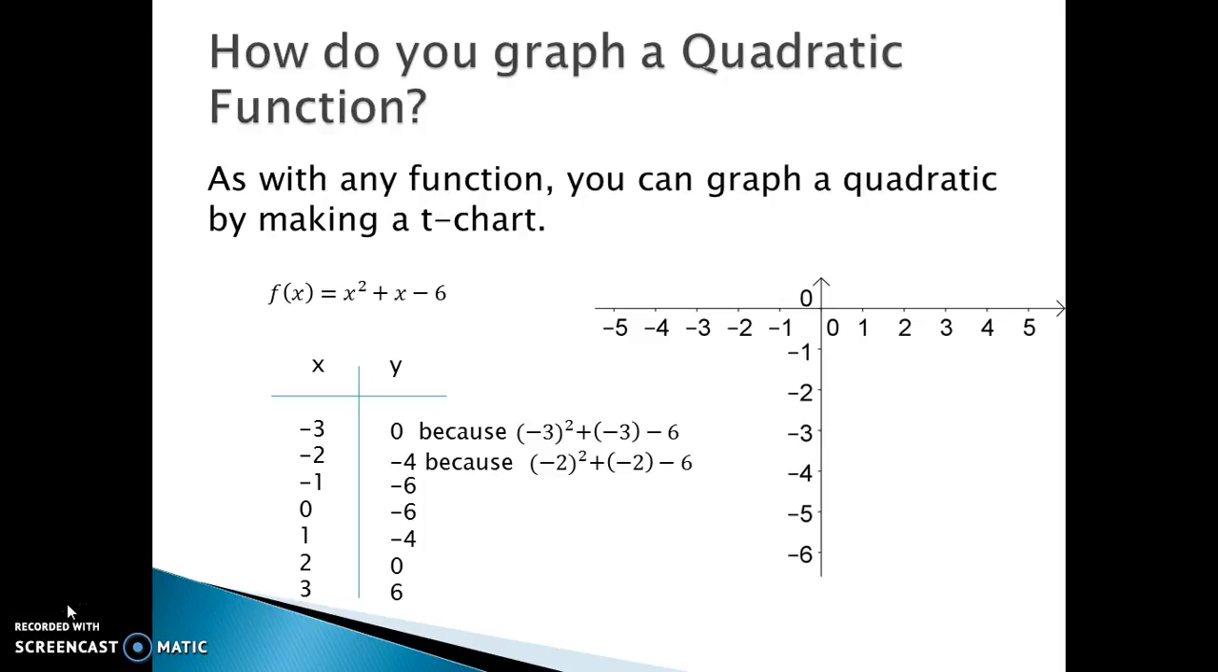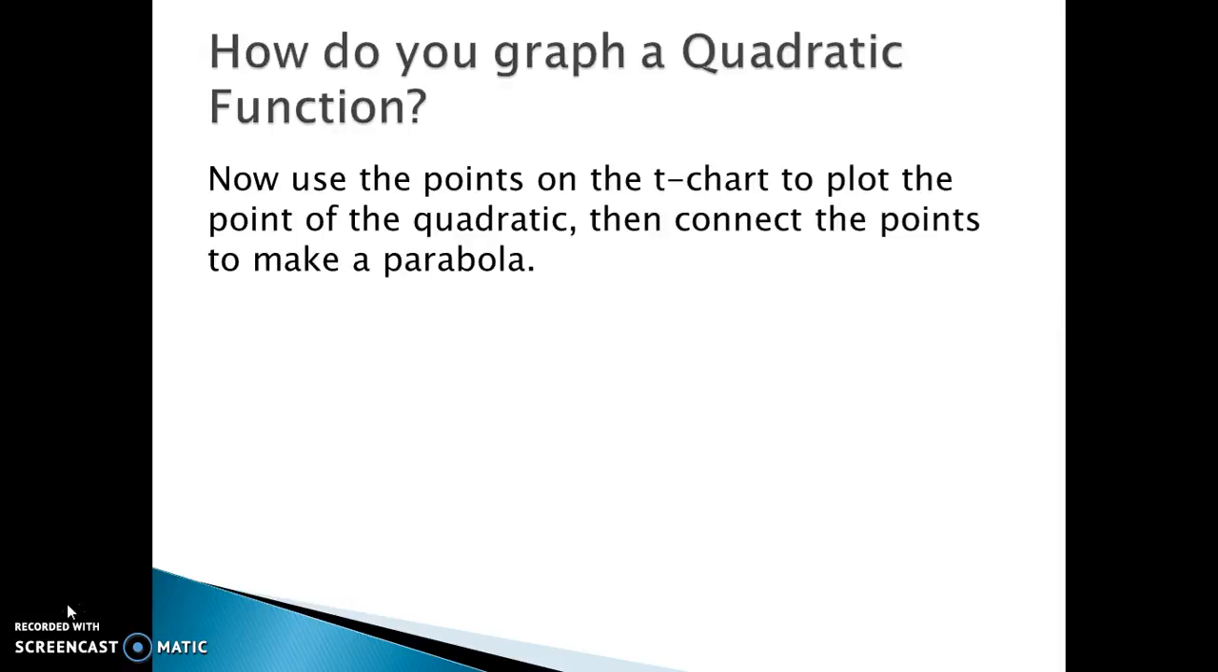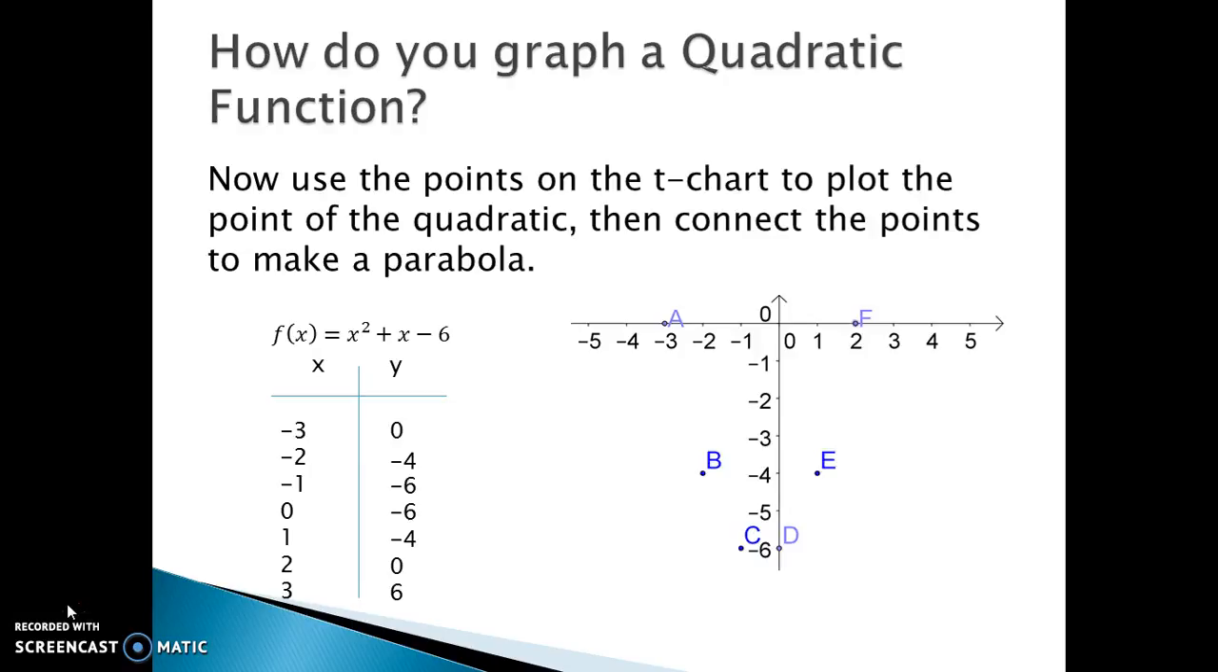So now I'm going to have to take these, this is nothing but a set of coordinate points, and I'm going to put them from the t-chart onto a graph. Okay? So that's the same equation I was using. This is the same t-chart from the previous slide, so you don't have to write any of that.